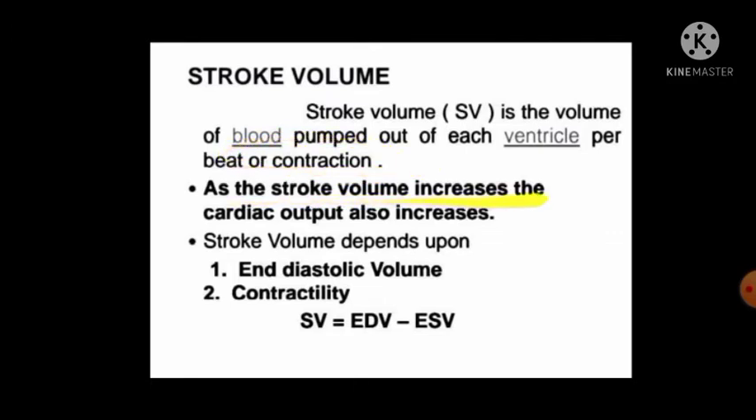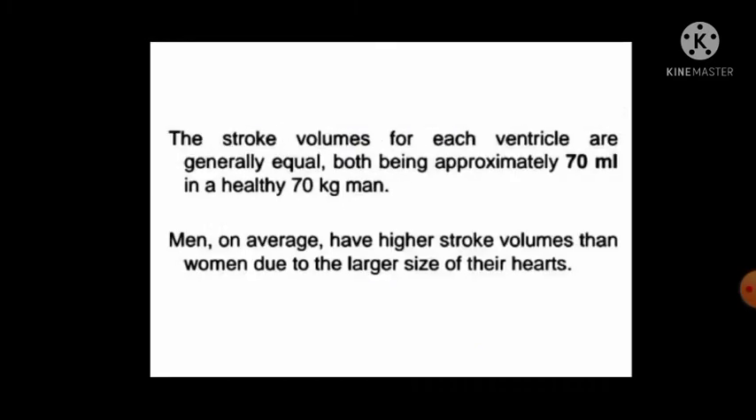As the stroke volume increases, cardiac output also increases. Stroke volume depends upon end diastolic volume and contractility. Stroke volume is equal to end diastolic volume minus end systolic volume. Stroke volume for each ventricle is generally equal, both being approximately 70 ml in a healthy 70 kg man. Men on average have a higher stroke volume than women due to the larger size of their heart.